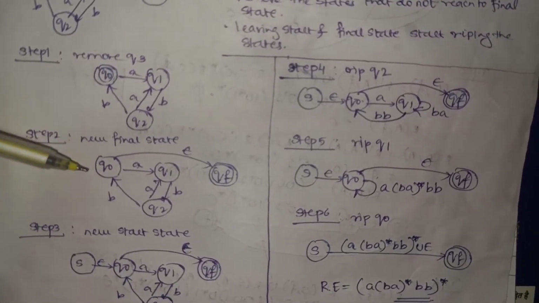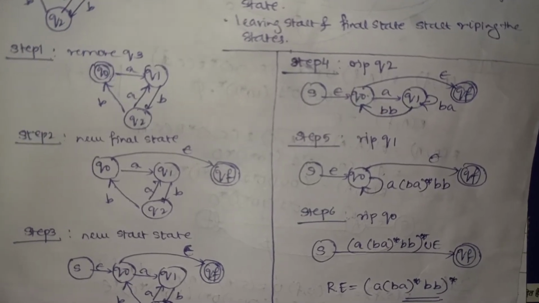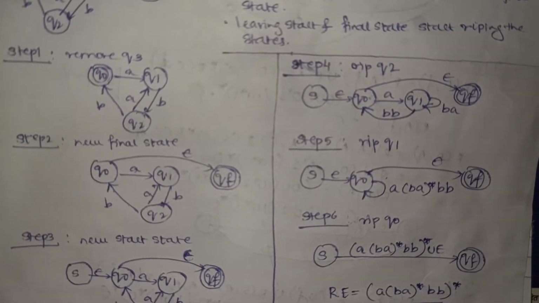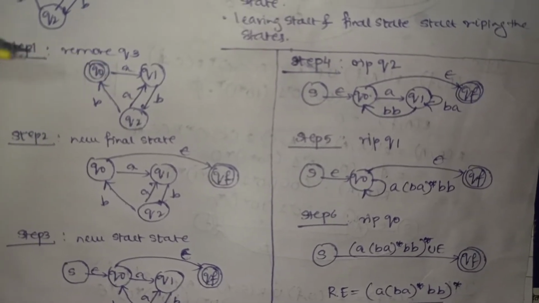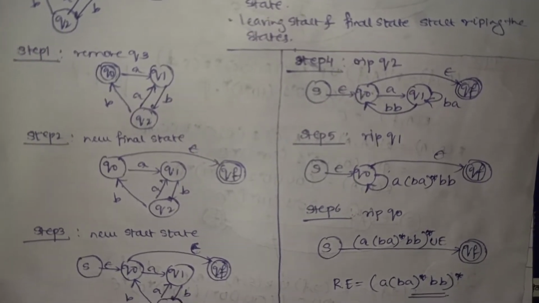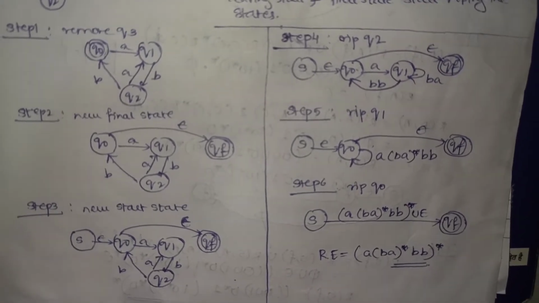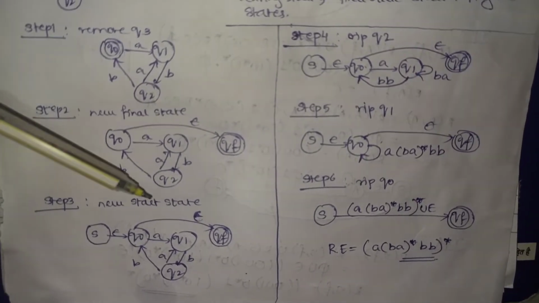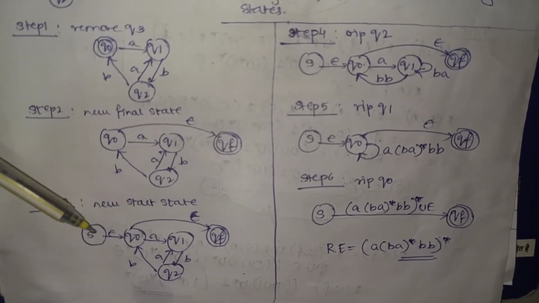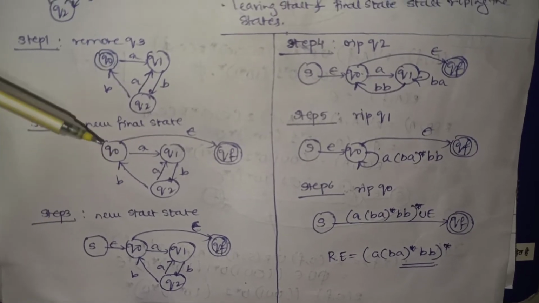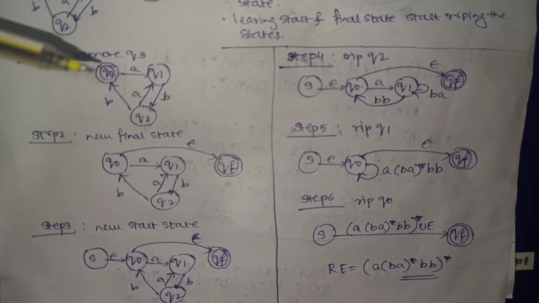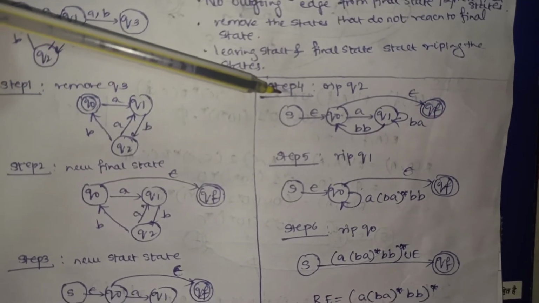Since this Q naught is the start state itself, it should not have any incoming edge. Here the final state should not have any outgoing edges. Since it has outgoing edges, it will be removed. In the initial state, it should not have any incoming edges. Since it has an incoming edge from Q2, it should have a new start state. For that, you have S as the new start state with an epsilon transition to the initial start state. Then all the other things remain the same. So once you have done this, you have to start ripping the states. That is step 4.